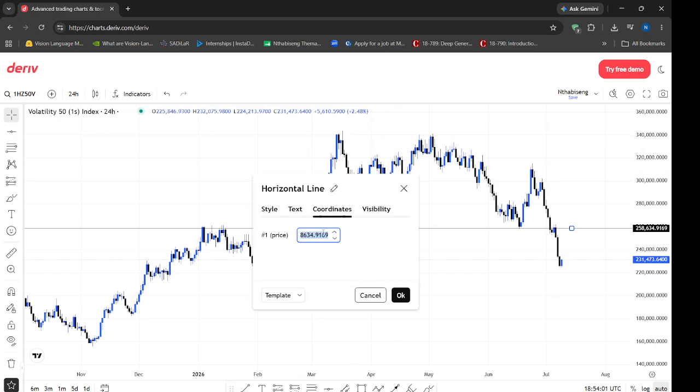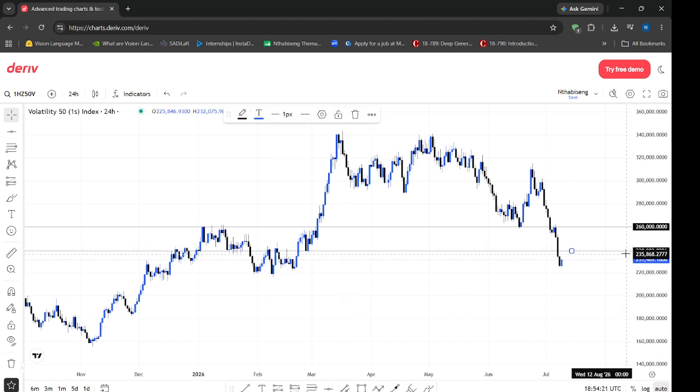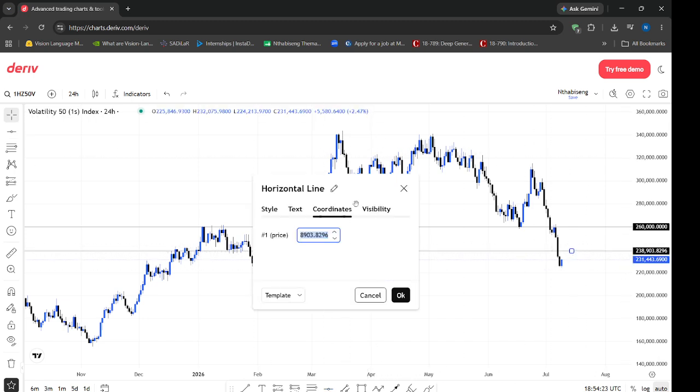Then I go to my settings and edit the coordinates to round it off to the next rounded number, which is 260. The second psychological level I'm seeing is somewhere around here, because the market is very sensitive around this area, and this area is at 240.